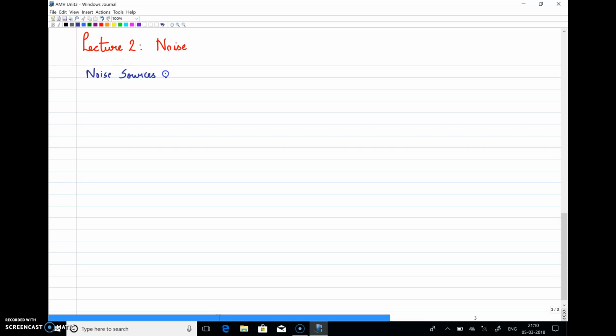If you look at different components in an integrated circuit, we can see components like resistors, capacitors, inductors as the passive components, and we have semiconductor devices like diode, BJTs, MOSFETs as the active components.